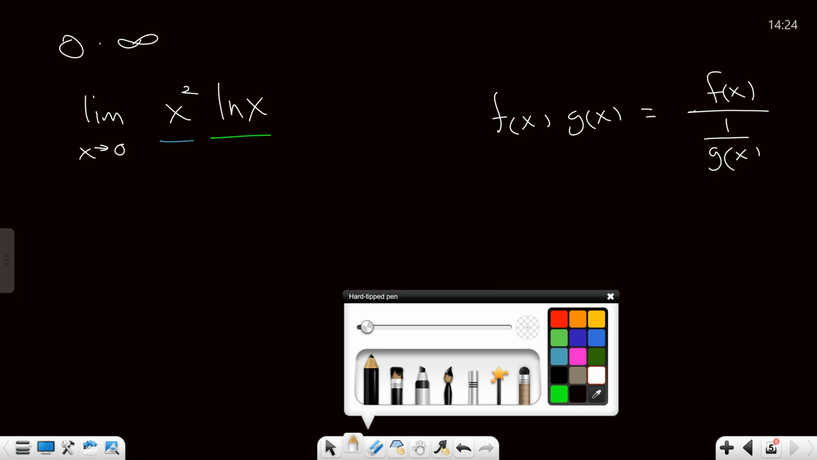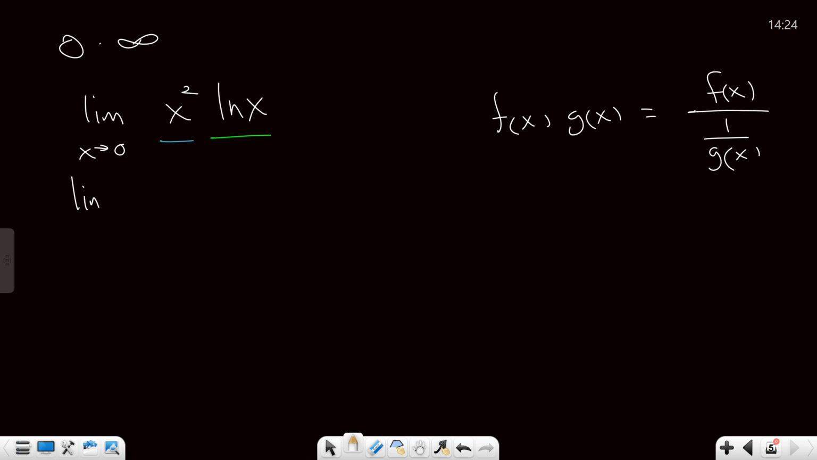However, what I try to do is send the less complicated function to the bottom, which would be x squared in this case, in my opinion. I think x squared is less complicated than natural log. Does that mean that you can't send the natural log of x to the bottom? You definitely can, but I have found from experience that it'll make your life a little bit easier. So I'm going to rewrite this as the natural log of x divided by 1 over x squared.